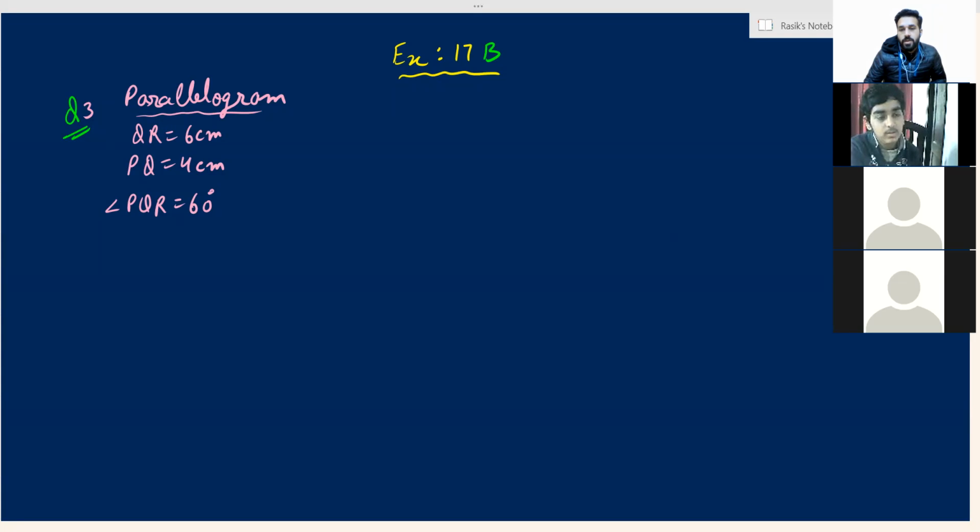What is angle S? If angle Q is 60, what will be angle S? You can find it. Yes. 60 only. Q and S will be opposite. Okay. Right. So we know all the four angles of the parallelogram and we know all the four sides of the parallelogram. Let me show you how in the rough figure.